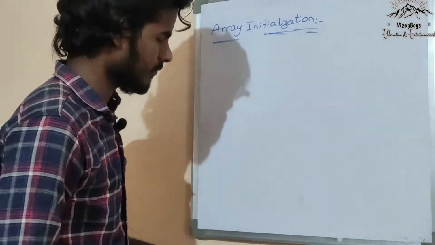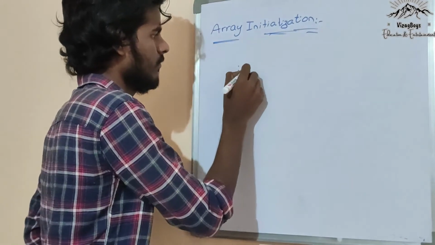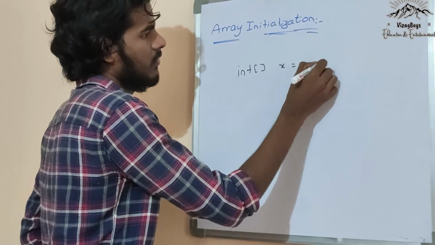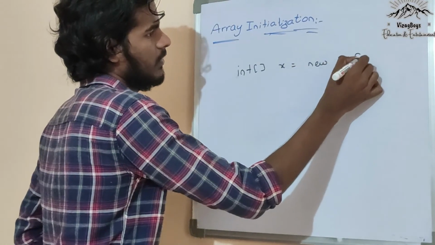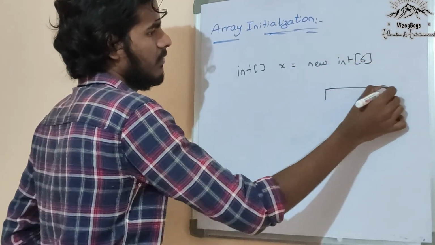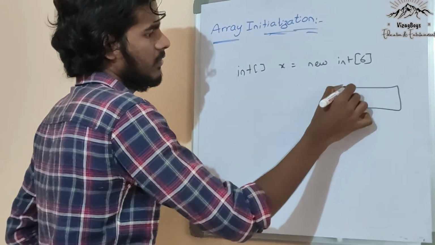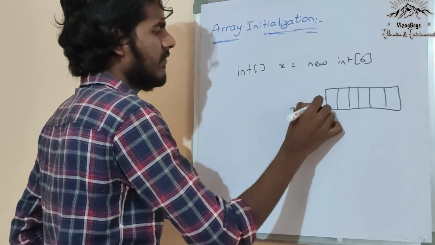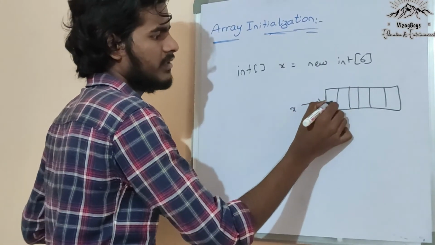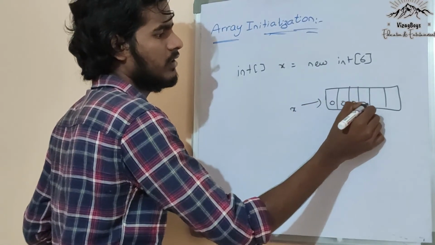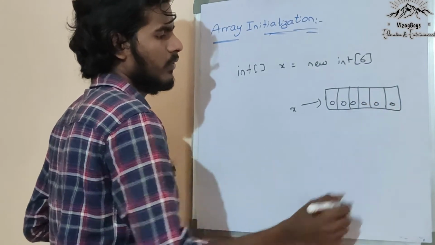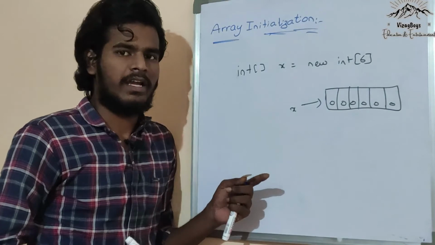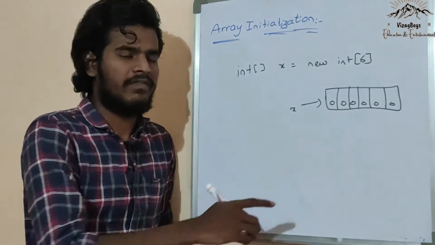Okay friends, the next one. Here, int array X is equal to new int of 6. X is the reference variable. What are the default values? 0, 0, 0, 0, 0, 0. Once we create an array, every element is by default initialized with default values.